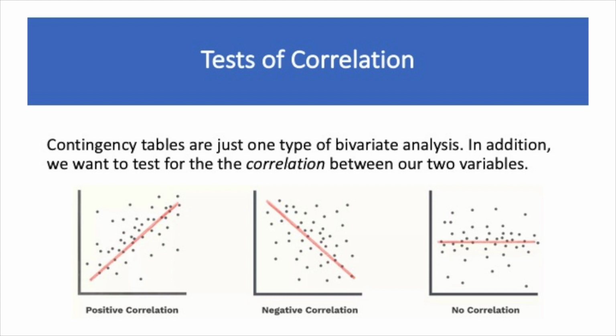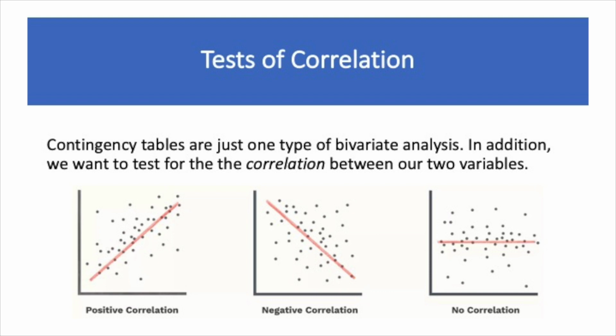We have three different types of correlations we might observe. We might see a positive correlation. So in the example I gave you, we'd probably think that there's a positive correlation between county level poverty and county level drug-related mortality. As county level poverty increases, drug-related mortality also increases. That would be a positive correlation.